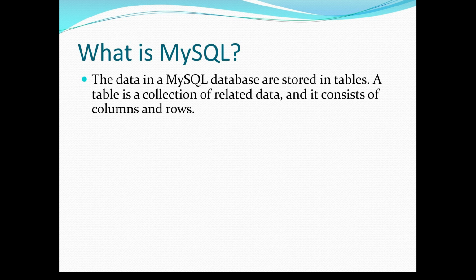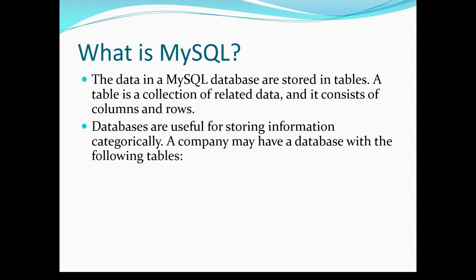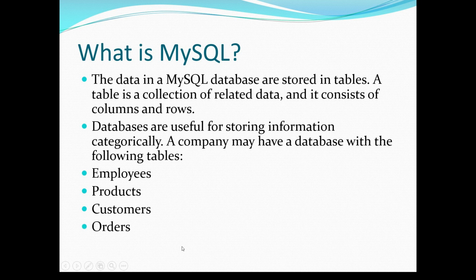The data in a MySQL database is stored in tables. A table is a collection of related data and it consists of columns and rows. Databases are usually for storing information categorically. A company may have a database with the following tables: employees, products, customers, and each of these tables contains information. For example, the employee table contains the first name, last name, etc. of employees, and likewise the products, the customers, and so on, the orders.